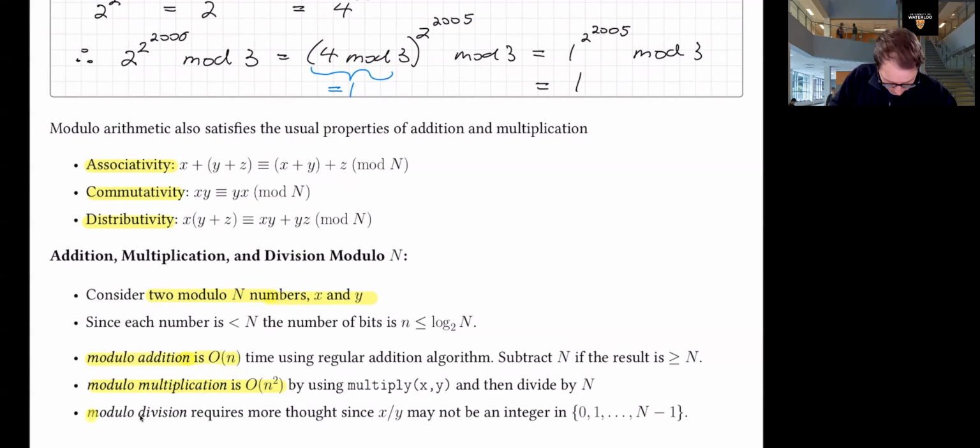Modulo division, this one we need a little bit more thought, because the thing is that if I just try to compute x divided by y, the result of that might not be an integer in 0 to N minus 1. And so this is what we'll get to next lecture.